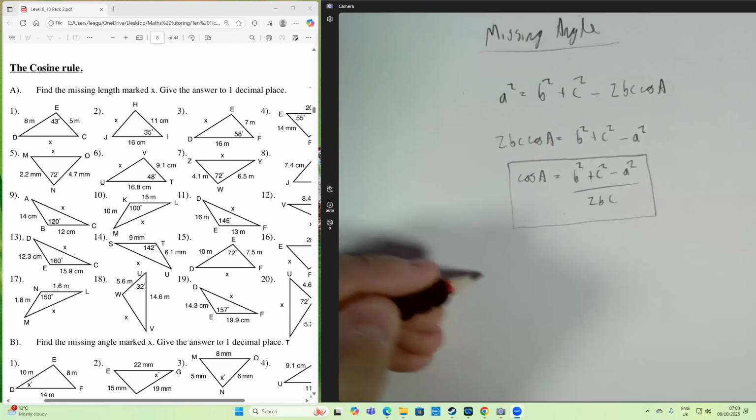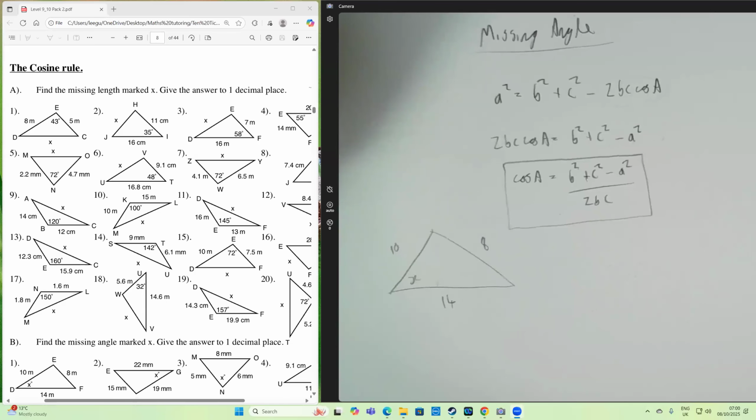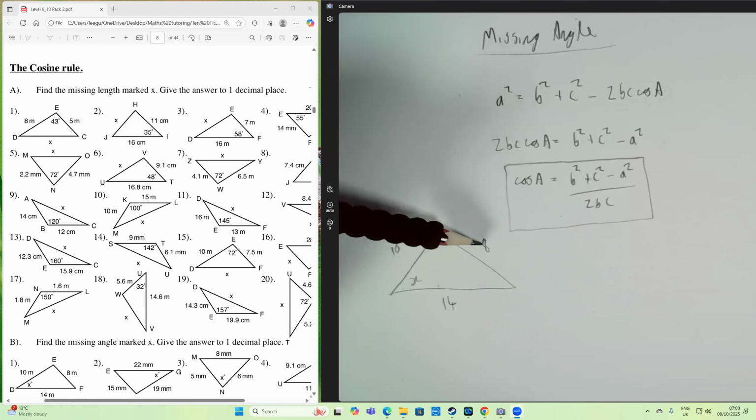This one down here at the bottom of the page, I'll just draw it. We're going to try and find the missing angle. So we have 10, we have 14, we have 8, and we're trying to find this angle here, x. Again, it does not matter which one you call B or C out of these two. However, the one that has to be A is the one that is opposite the angle that you're trying to find. That's the crucial one. It's essential that this one is A, the one opposite the angle you're trying to find. It doesn't matter which way round you think about the other two.